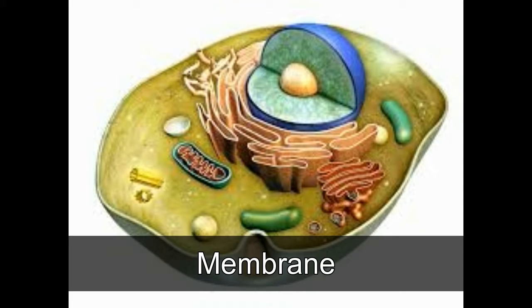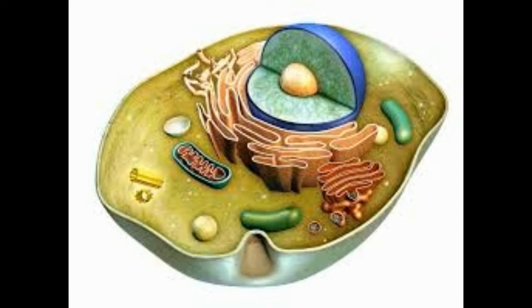But how does the food go into the cell? The border of the cell is made up of the membrane. The membrane controls what goes in and out and protects the cell from everything outside. Both plants and animals have a membrane.